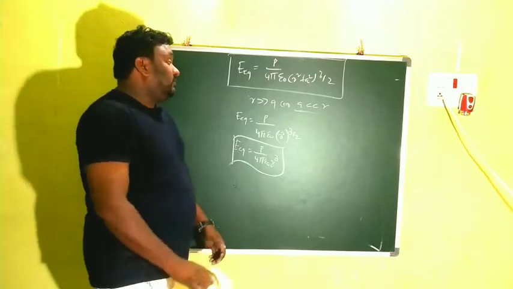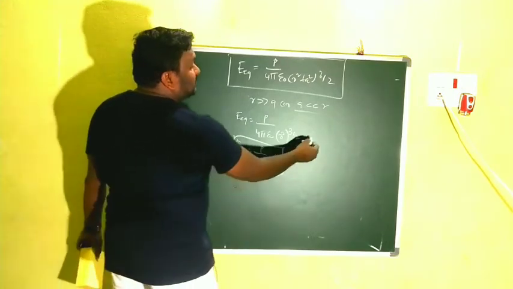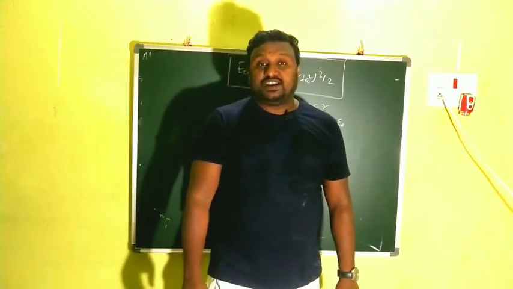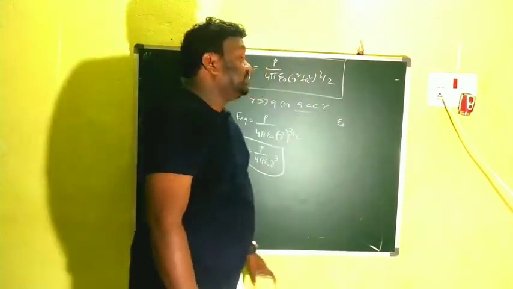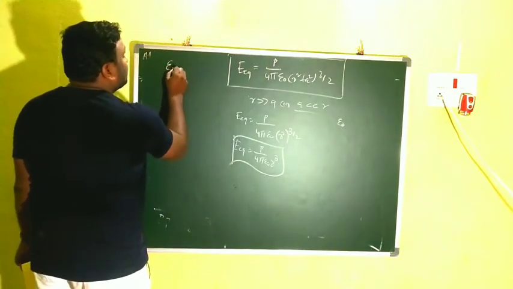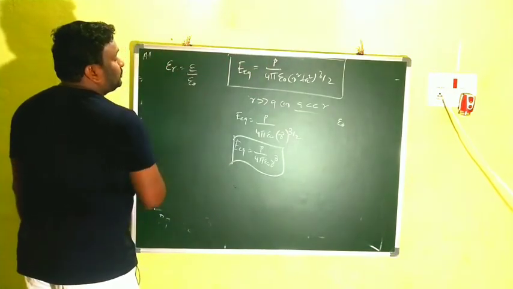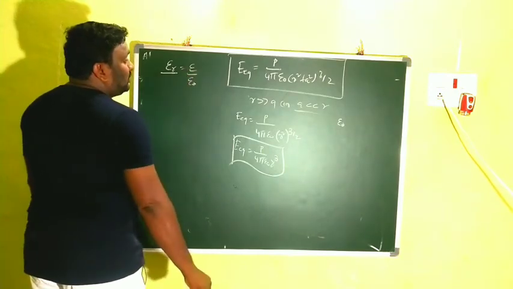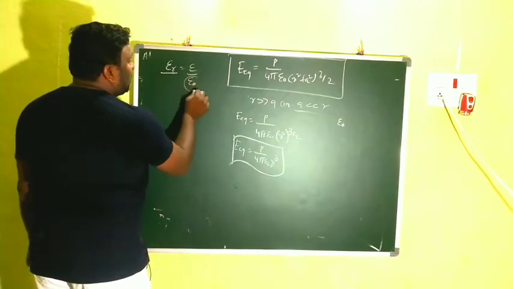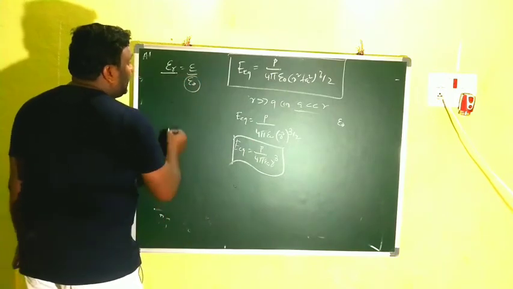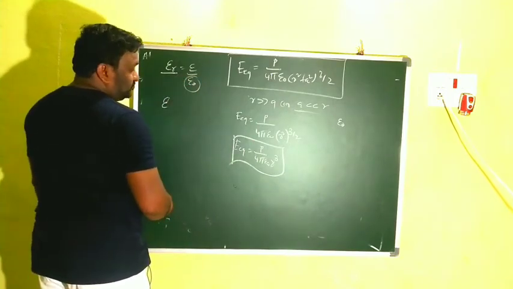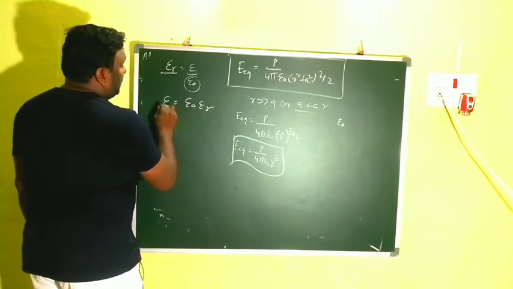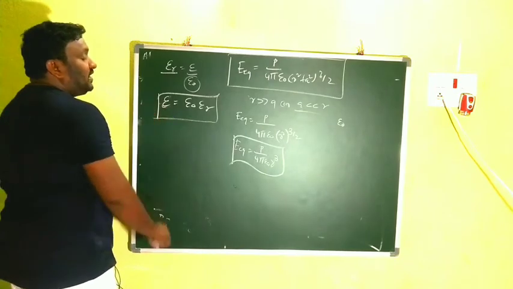Clear? After that, what is epsilon naught? Permittivity in free space. Already we know that epsilon r is equal to epsilon by epsilon naught. Here, what is epsilon r? Relative permittivity. And what is epsilon? Permittivity of the medium. And epsilon naught is the permittivity of free space. From that, epsilon is equal to epsilon naught into epsilon r. Epsilon is the permittivity in the medium.